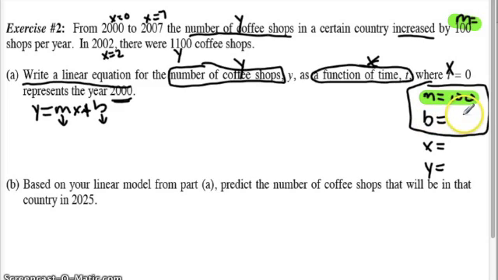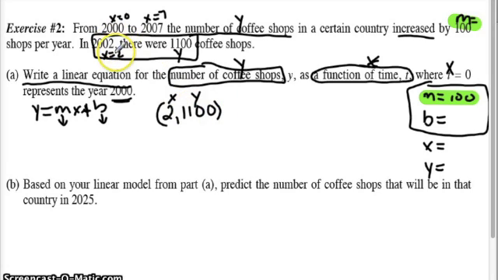I do not have a y-intercept, so move on from that. Do I have an x and a y? I have an x and a y pair. In 2002, there were 1,100 coffee shops. That's actually the point (2, 1100). When x equals 2, y equals 1,100. So I have my x and my y, and now I can go into finding my b value.